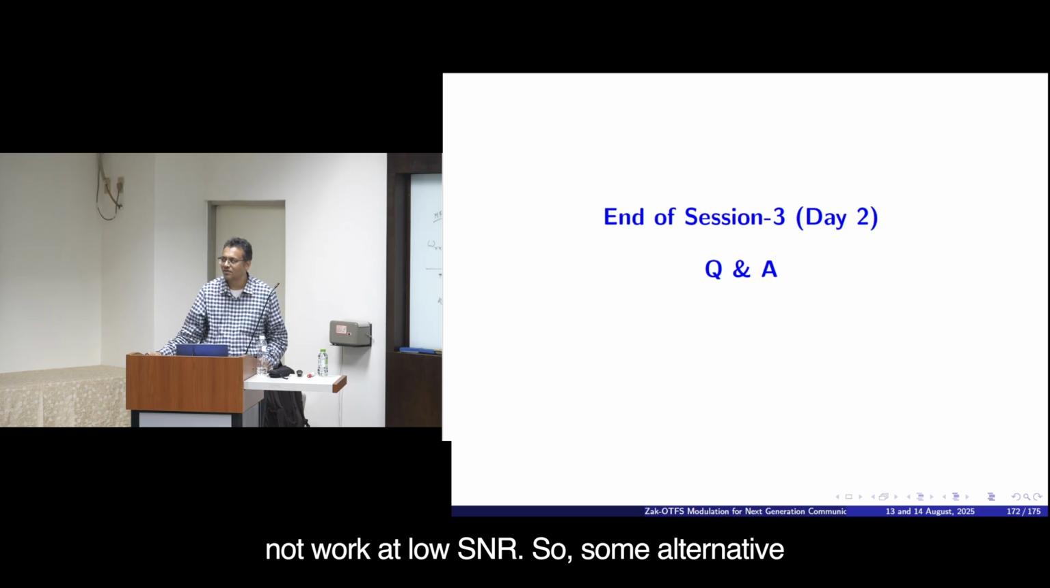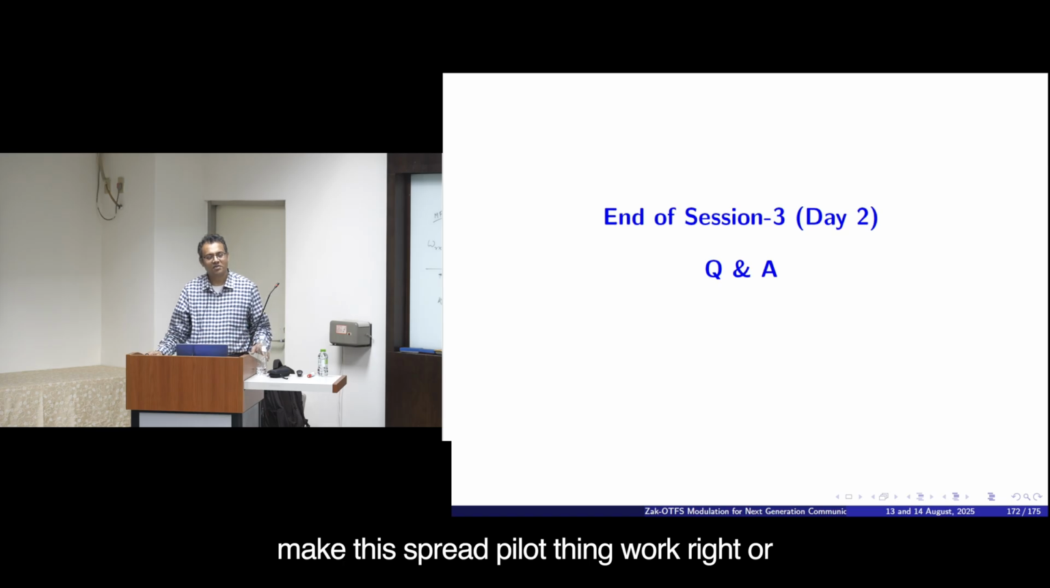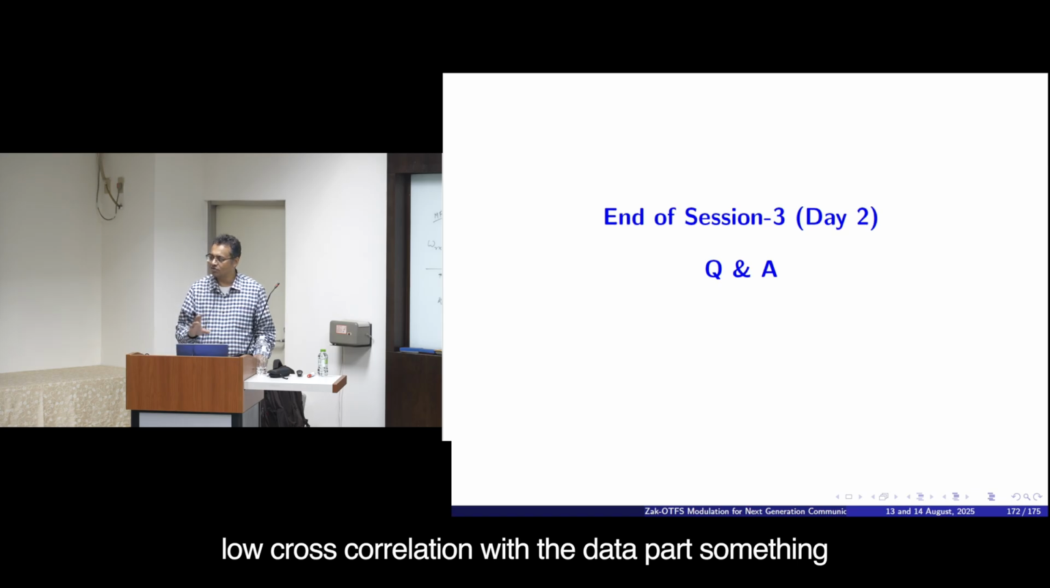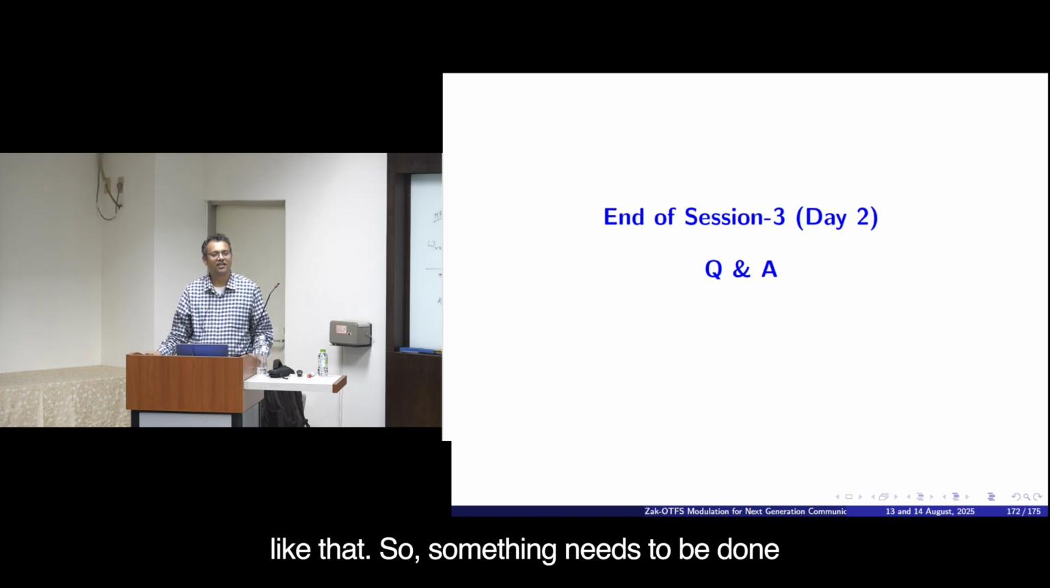So some alternative method has to be there for how to make this spread pilot work, or how we design spread pilots which have low cross correlation with the data part, something like that. So something needs to be done in that direction.